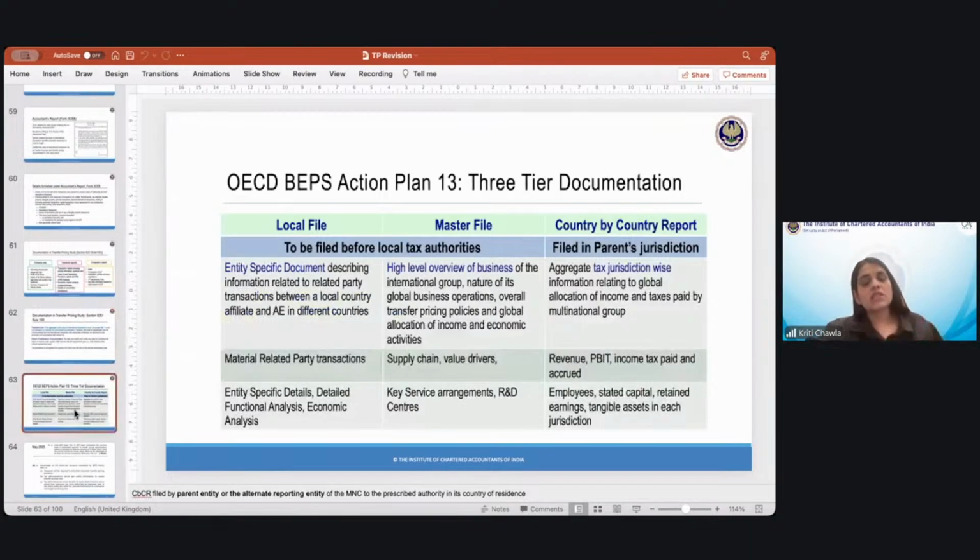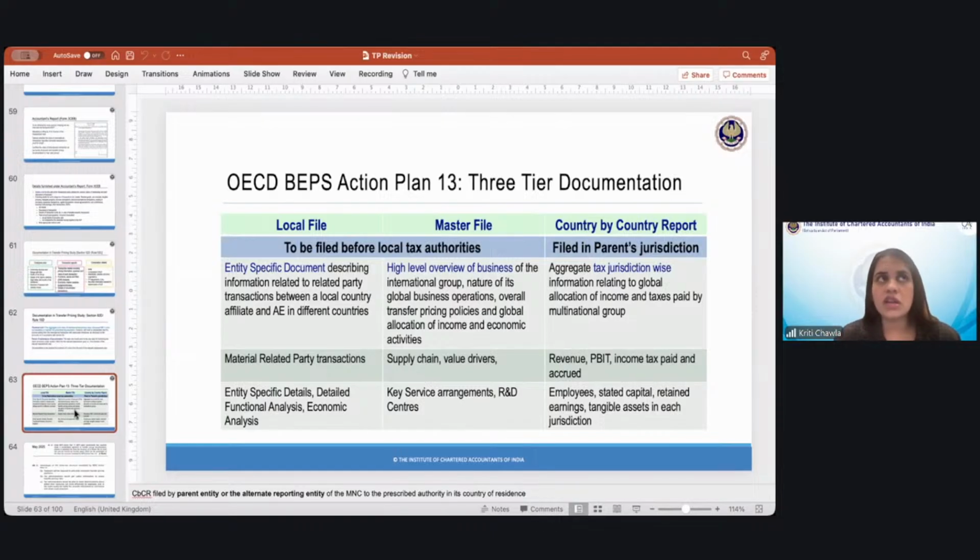Now, apart from this, we also have OECD BEPS Action Plan 13, and they have given us a three-tier documentation structure. They said that you have to maintain something called a local file, master file, and CBCR. A local file is basically the entity-specific document, the TP study that I just mentioned. It's where you have all the material related party information, all the entity-specific information, all the details go into the local file.